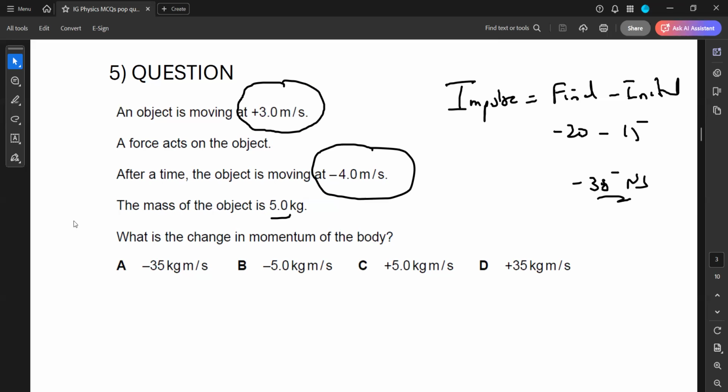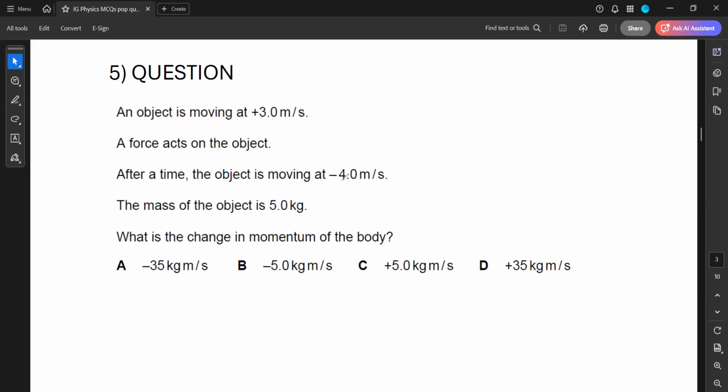When they give us the values and signs, we always use the formula final minus initial. But when they don't, and they only give us a figure showing that the direction has changed, in that case you will directly use final plus initial to get an impulse.